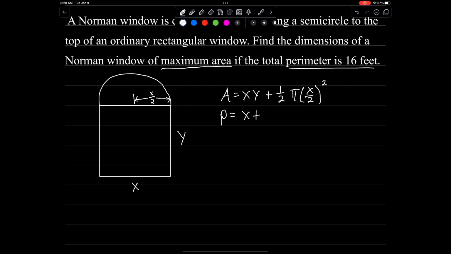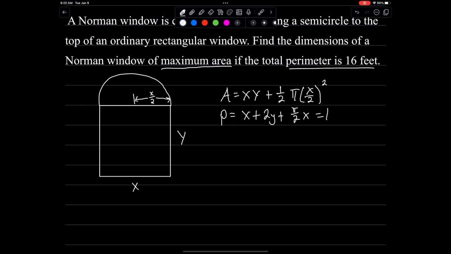So we have x plus 2y plus, well, the circumference of a circle is 2 pi r. We're dealing with a semicircle here, so we really have pi r, and our radius is x over 2. So this is really just pi over 2 x. If you need the circumference stuff, just pause the video and rewind.